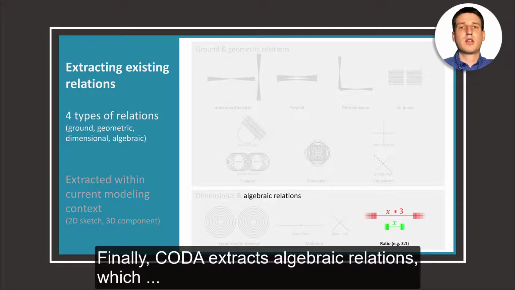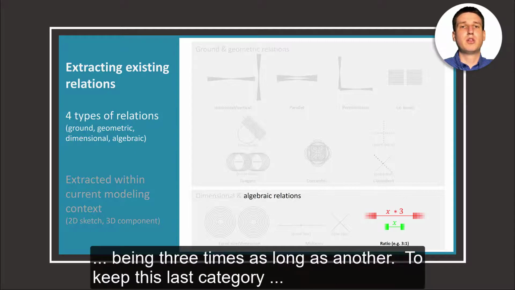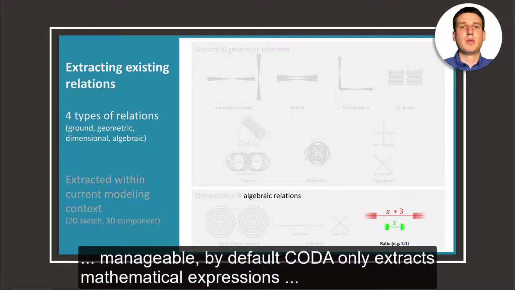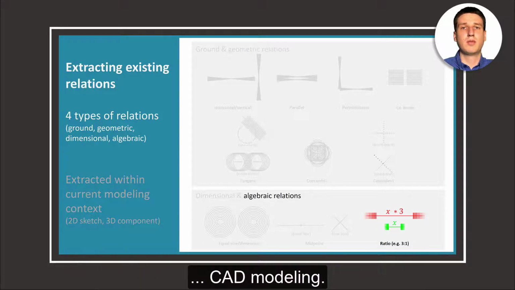Finally, CODA extracts algebraic relations, which are relations in the form of mathematical expressions, such as an edge being 3 times as long as another. To keep this last category manageable, by default, CODA only extracts mathematical expressions that recent research has shown to be frequently used in CAD modeling.